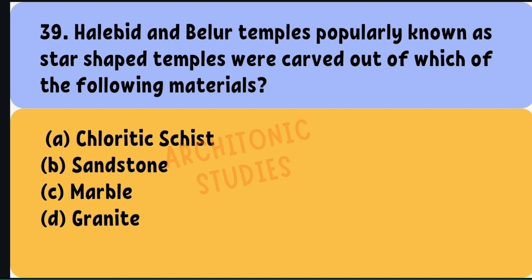Next question: the Halebid and Belur temples, popularly known as star-shaped temples, were carved out of which of the following materials? Chloritic schist, sandstone, marble, or granite. And the answer is A.